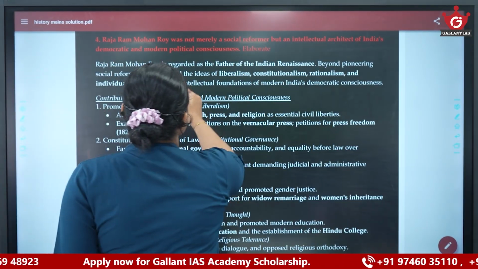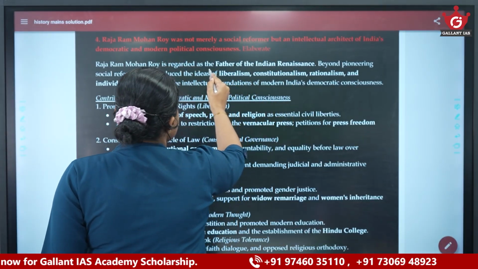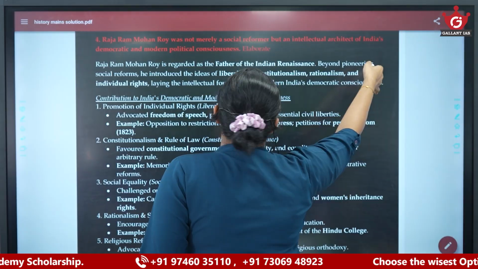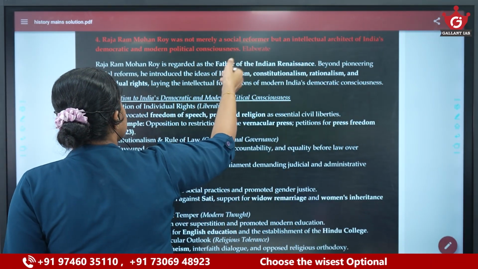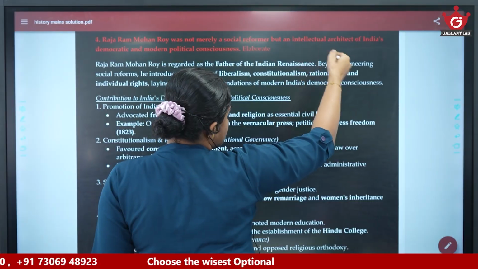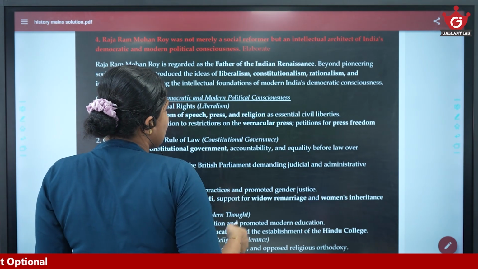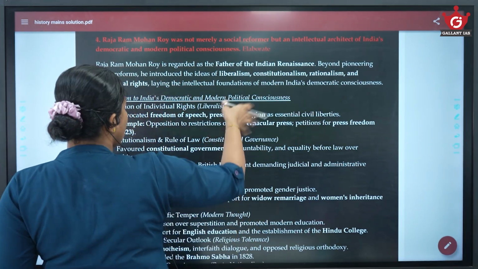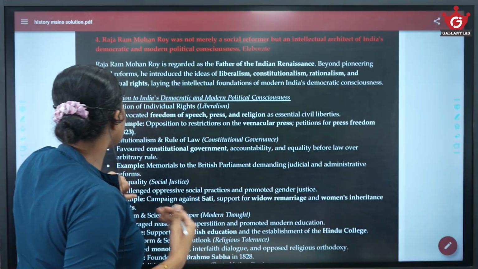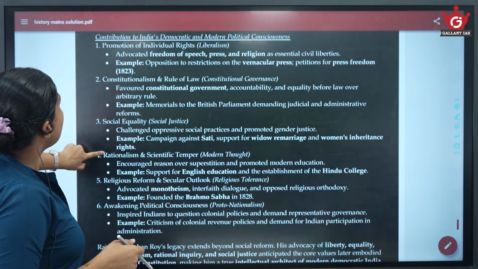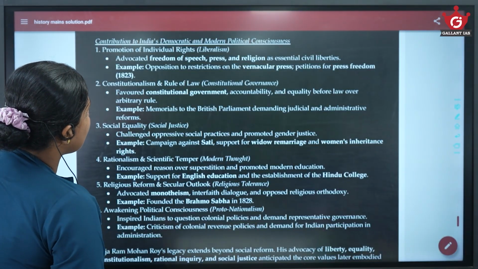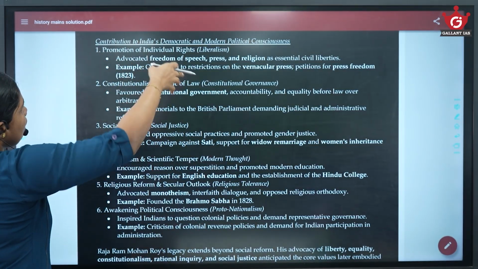Raja Ram Mohan Roy is regarded as the father of the Indian Renaissance. This is the first keyword. Beyond pioneering social reforms, he introduced the ideas of liberalism, constitutionalism, rationalism, and individual rights, laying the intellectual foundations of modern India's democratic consciousness. Then contribution. What are his contributions to India's democratic and modern political consciousness?